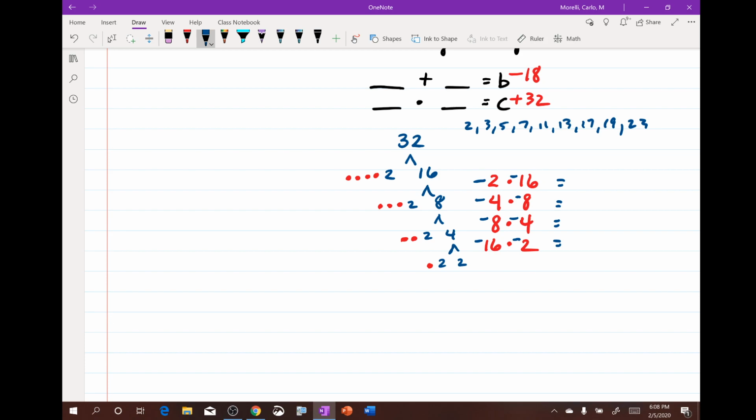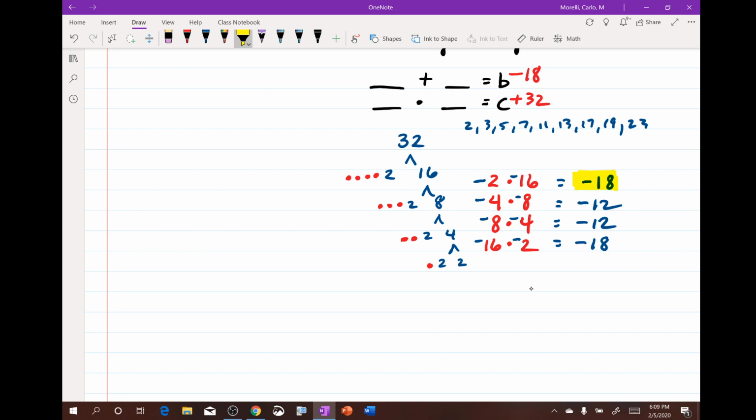Okay. D and J, tell me this. What is -2 plus -16? -18. So my first factor pair adds to -18. What does my second factor pair add to? -4 plus -8. Yep, -12. And -8 plus -4, same thing, -12. -16 plus -2, -18. Okay? What number were we looking for? Yeah, so we were looking for -18.